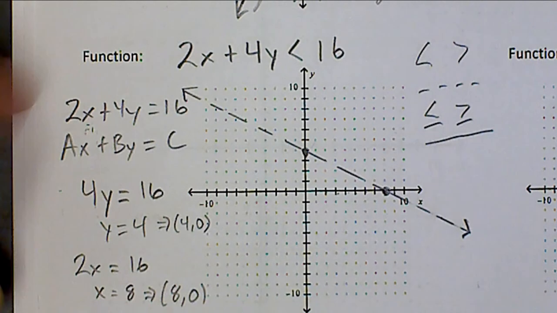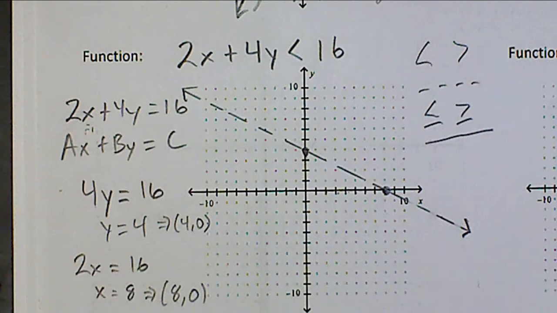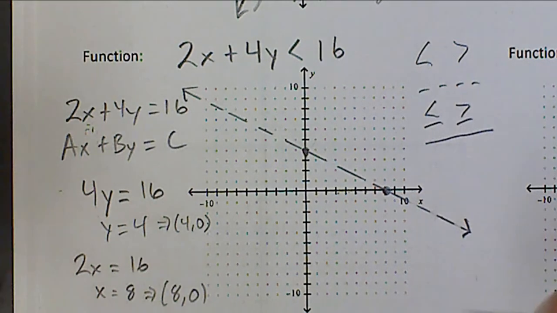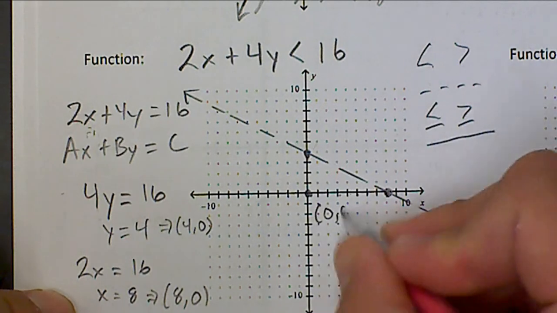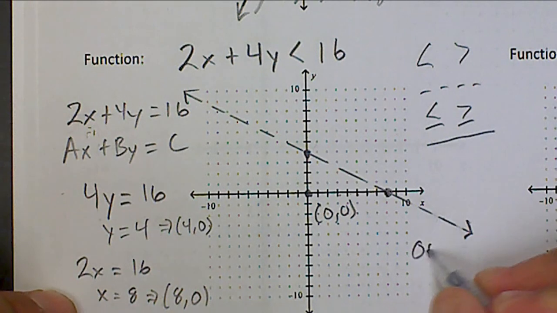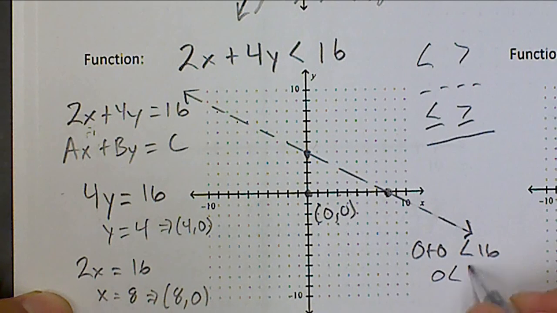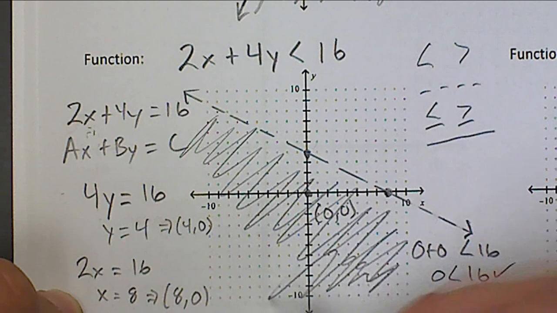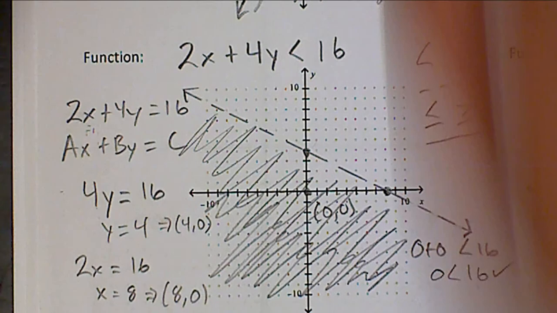This says less than, so what I know is that it has to be below the line, but always be sure. So take a test point, and you don't want to take a point along the line. It has to be obviously above or below. (0, 0) is obviously below. I like using (0, 0) because multiplying by 0 is really easy. I get 0 plus 0 is less than 16. That's true. That means I shade below the line. If you got a false statement, then you shade above. Okay, that's going to be good for this video.